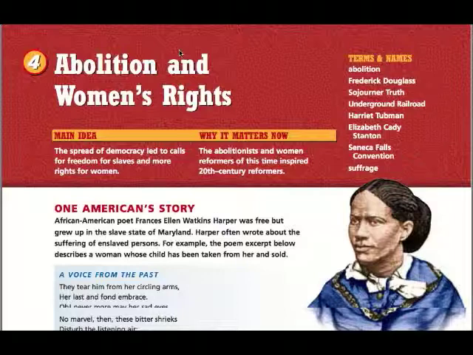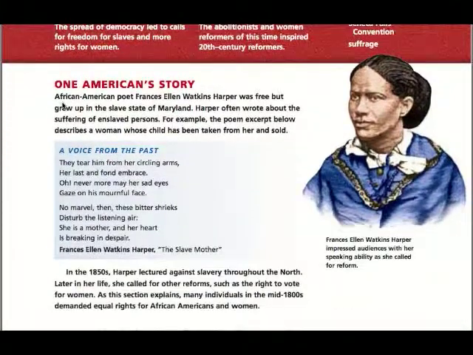One American Story. African-American poet Frances Ellen Watkins Harper was free but grew up in the slave state of Maryland. Harper often wrote about the suffering of enslaved persons. For example, the poem excerpt below describes a woman whose child has been taken from her and sold.